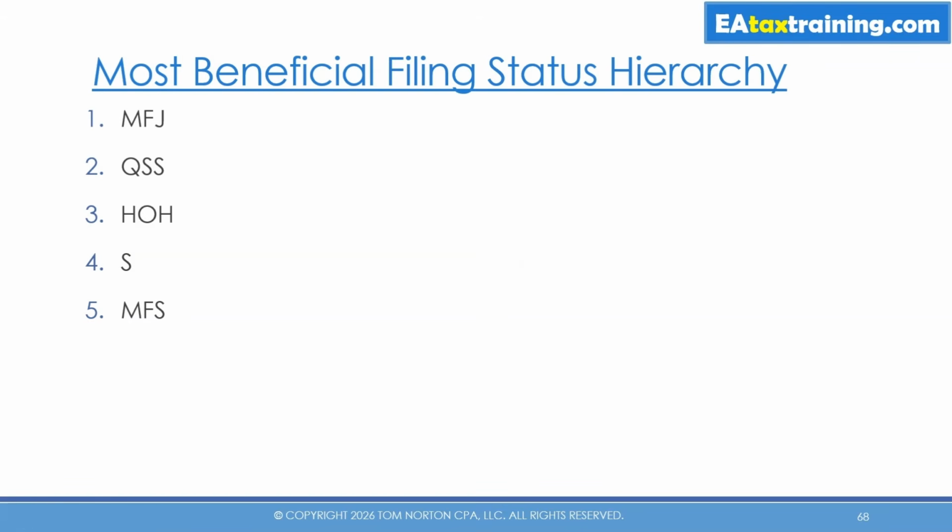So when we're looking at filing status, there is a hierarchy of which ones are better and which ones are worse. So we start with married filing jointly, that's the best, and then qualifying surviving spouse. For most purposes, these are exactly the same. There's actually a few cases where it's a little bit better to be married filing jointly than qualifying surviving spouse. But for the vast majority of times, these are equal to each other. Next is head of household. Then you've got single. And then at the bottom is married filing separately. So if you have a choice, and sometimes the person qualifies for more than one, you would want to look at this hierarchy to see which one you should choose.